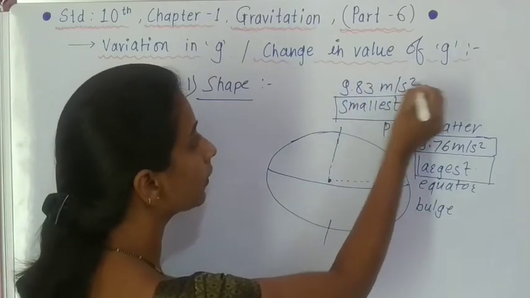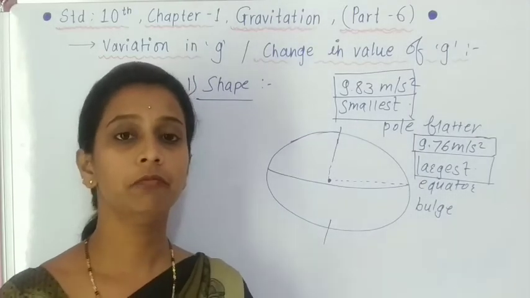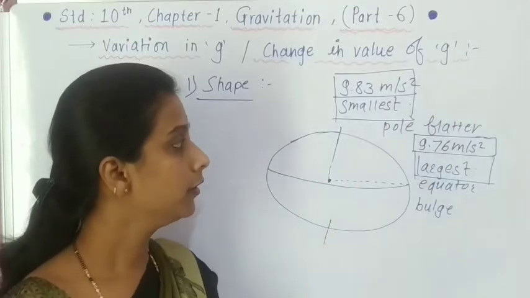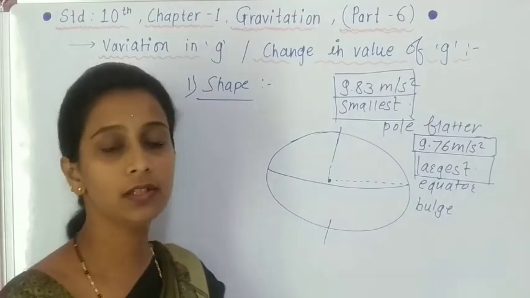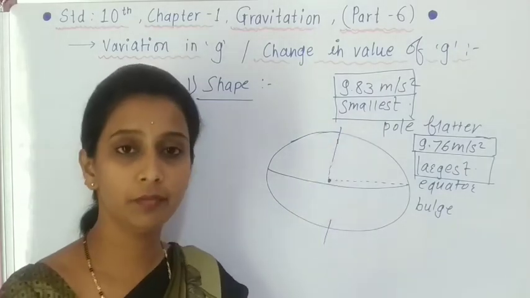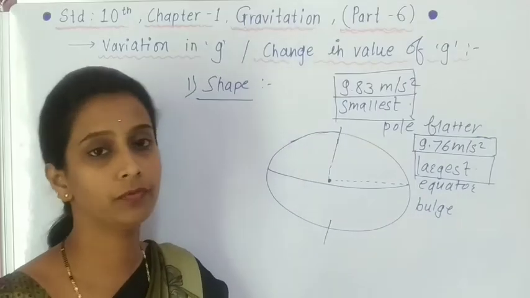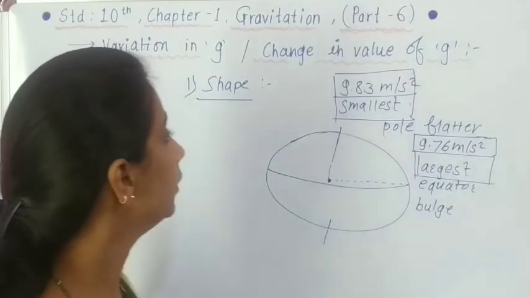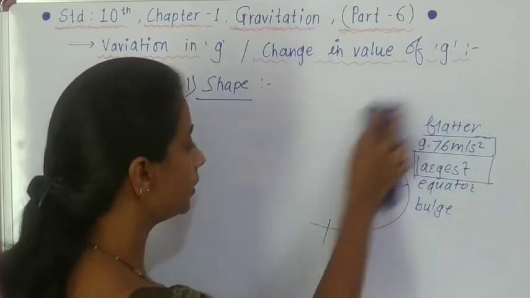per second square. Remember these two values carefully. It will be asked as fill in the blanks: what is the value of g at the equator, or what is the value of g at the polar regions? Remember these two values, and remember one more thing: as the radius increases, the value of g decreases. Students, this is about the shape of earth, or how the value of g changes according to the shape of earth.